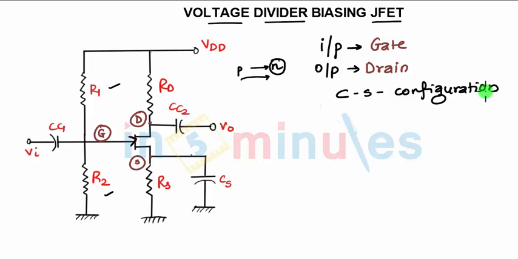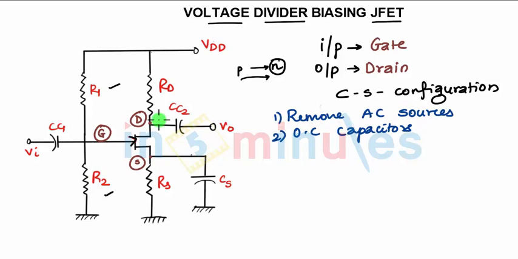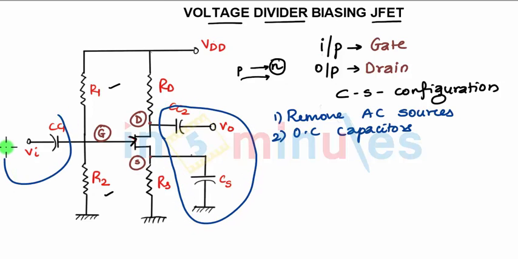Right, now starting with the analysis, for the DC analysis we remove AC sources and open circuit capacitors. When you open circuit them, this entire part will go out of the circuit, and this entire part will go out of the circuit, so you are left with only R1, R2, RD, RS and VDD. First we'll try to solve this circuit, which is potential divider biasing.